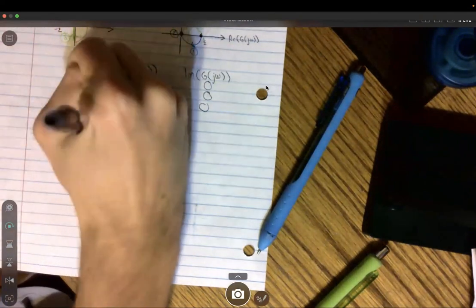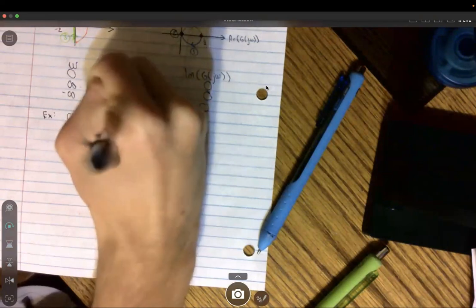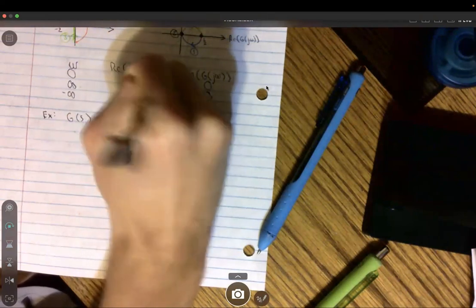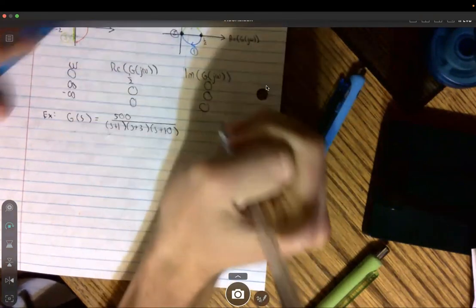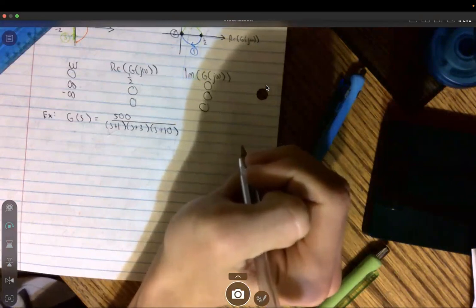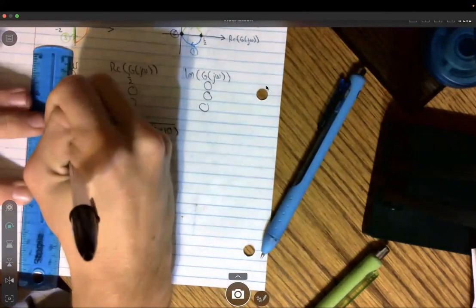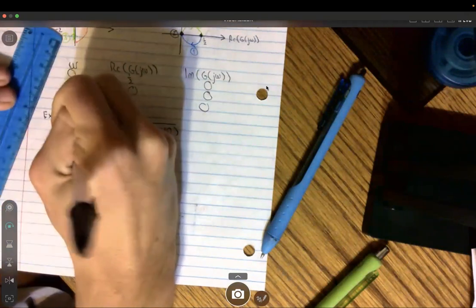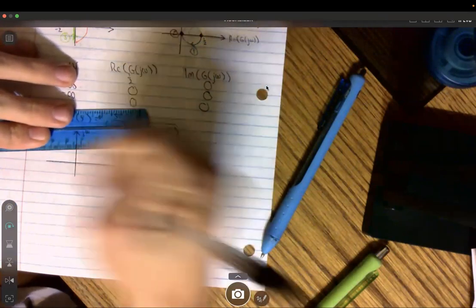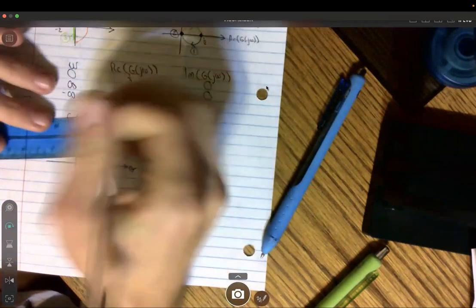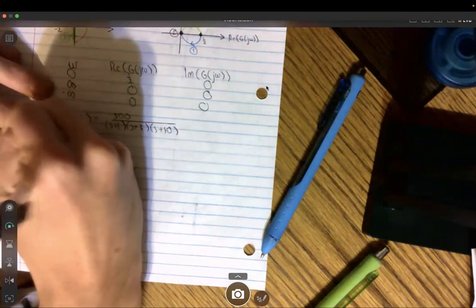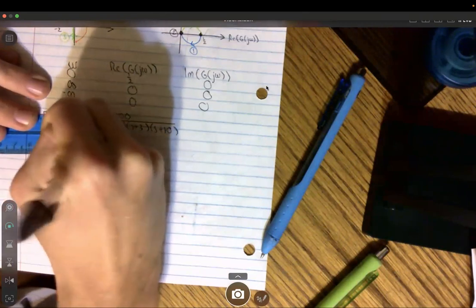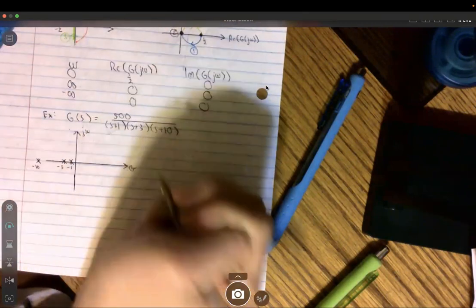When G of s is equal to 500 all over s plus 1 times s plus 3 times s plus 10. For this, we have to determine the contour into the F of s plane. So here we have j omega, and here we have our sigma value. Our poles are at -1, then -3, and then -10. Those are our 3 poles.